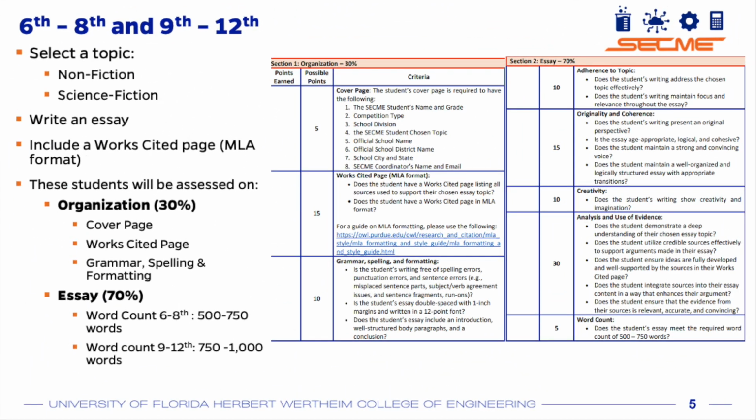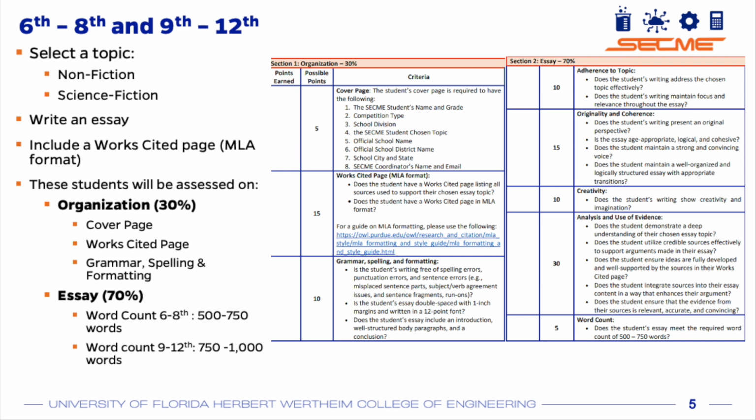Next up, I'm going to talk about the 6th through 8th grade as well as the 9th through 12th grade divisions. These 2 divisions are fairly similar, except for the difference in the word counts. So once again, these students are going to be choosing a topic within the nonfiction or science fiction categories. They will also be writing an essay based on their given prompt, and they must include a works cited page. This differs from the 3rd through 5th grade category in that they must cite their work using MLA format.